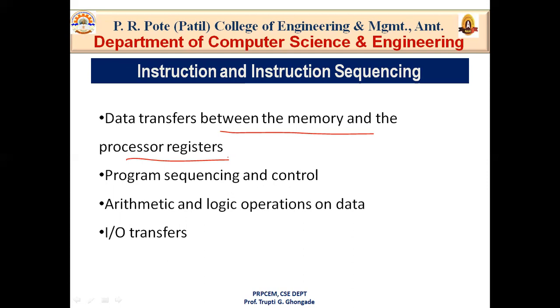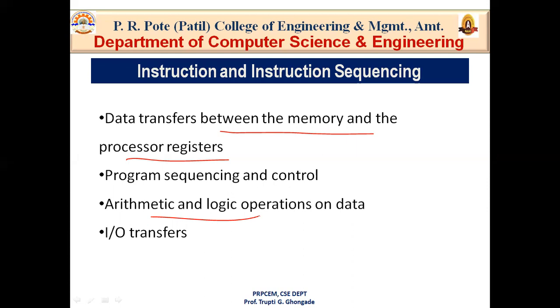So what is the next operation? The next operation is done by your control unit. So what will it do? It will control the activity, and another operation done by the control unit is program sequencing. So if we have multiple programs in a system, then the control unit has to sequence those programs: which one will be executed first and which one will be executed next. Okay. Now, which one is the third operation? The third operation is arithmetic and logical operations on data.